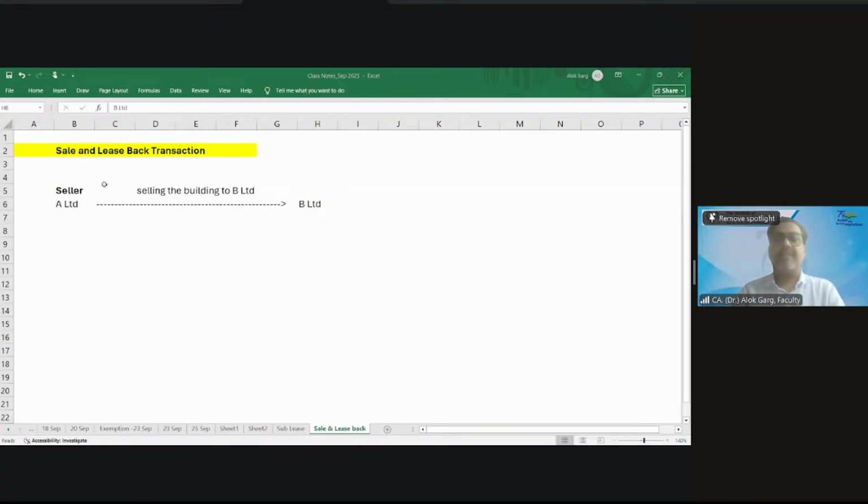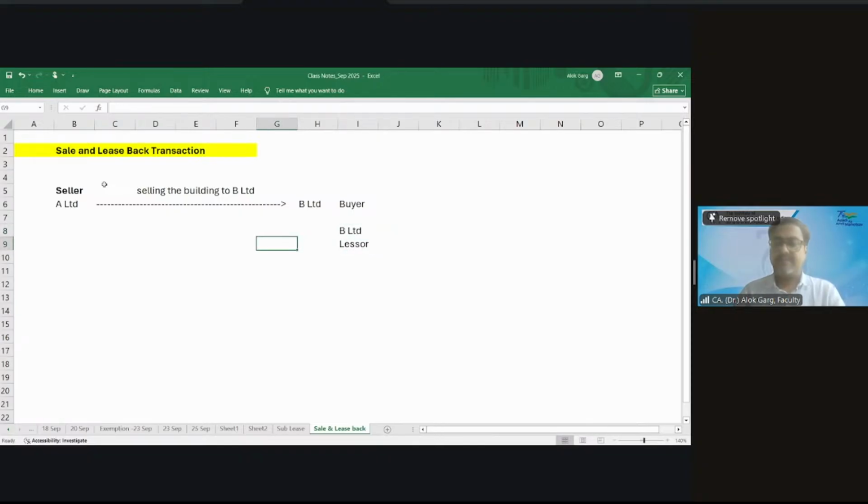And this B Limited will become a buyer. And what will this B Limited do? This B Limited, who is a buyer, becomes a lessor. This B Limited will become a lessor.